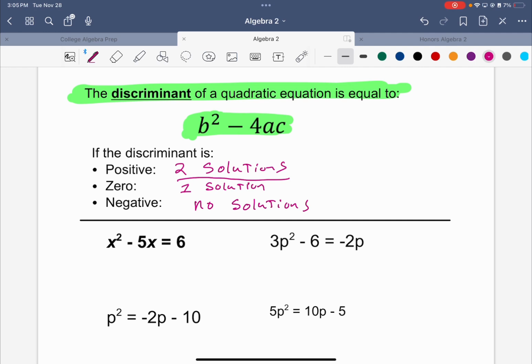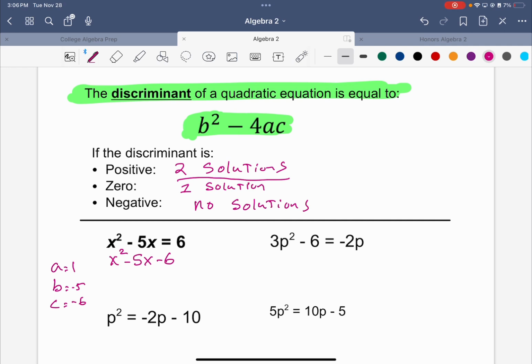So if you're just asked to do the discriminant, you just need to do the b squared minus 4ac. And again, it's got to be in standard form. So if we look at the first one, x squared minus 5x equals 6. The first thing we have to do is put it in standard form. So x squared minus 5x minus 6. Now, all we're interested in is what its discriminant is. So a is 1, b is negative 5, c is negative 6.